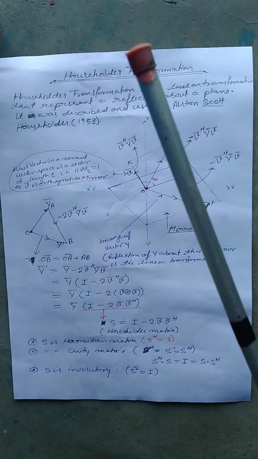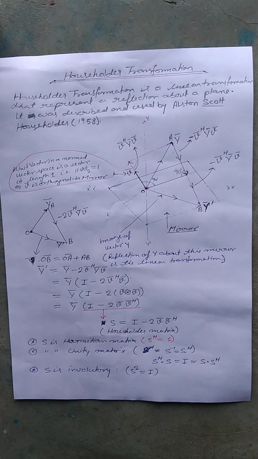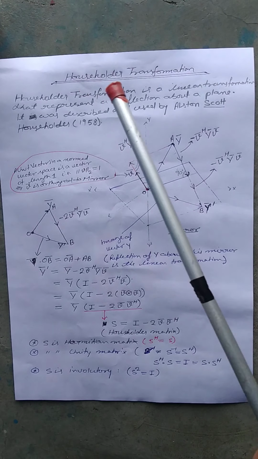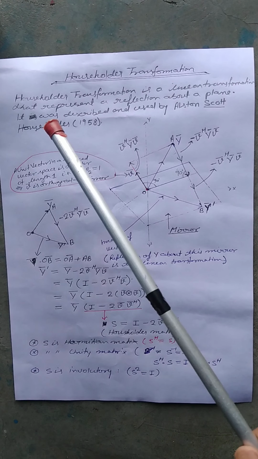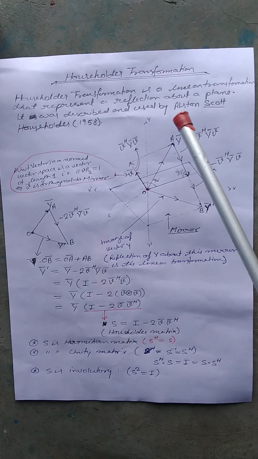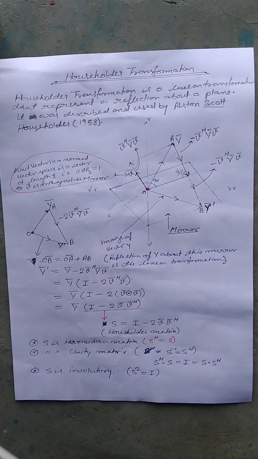It is like a mirror image of a vector, a mirror image transformation. Householder transformation is a linear transformation that represents a reflection about a plane. It was described and used by Alston Scott Householder in 1958. We can say it is a mirror image transformation of an object. Let us understand this by a diagram and with the help of a practical example also.